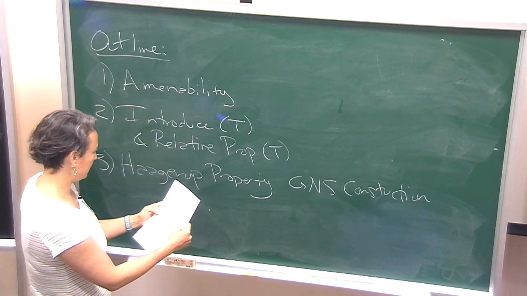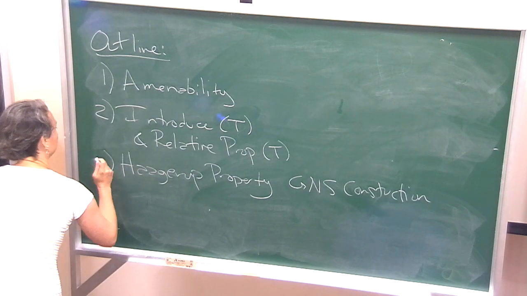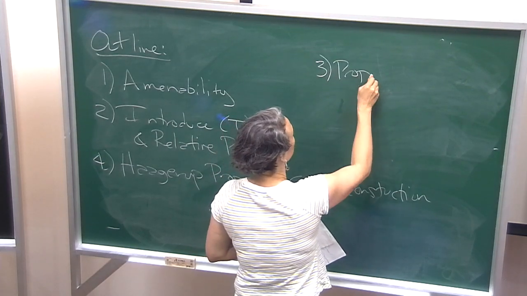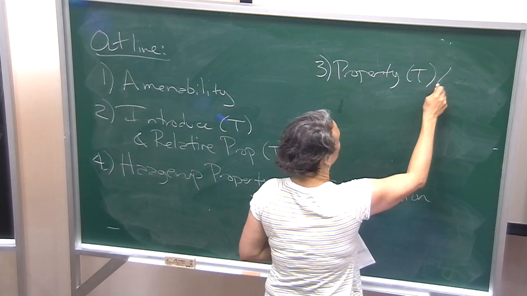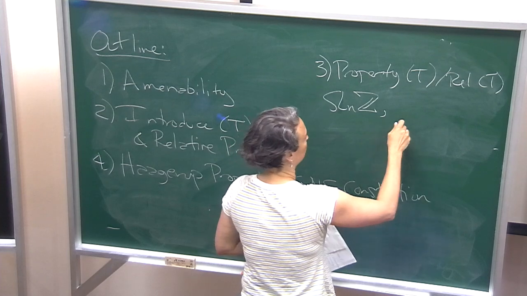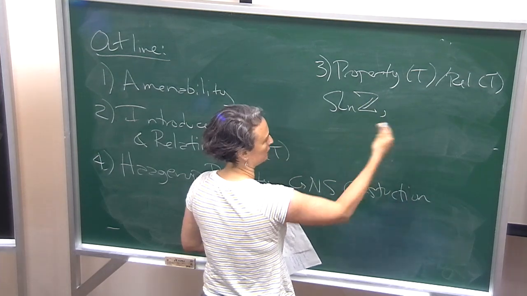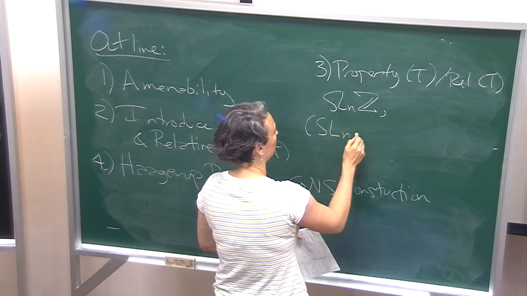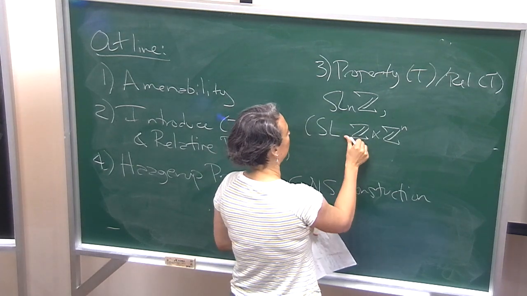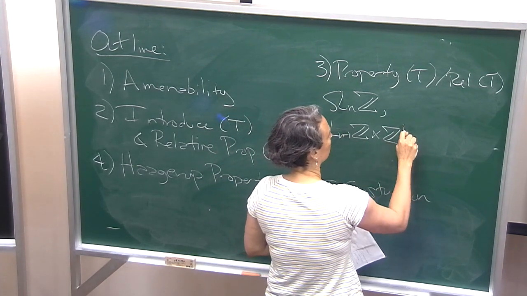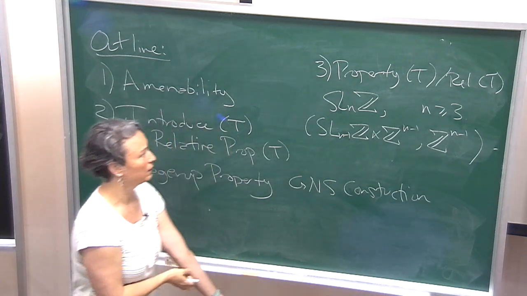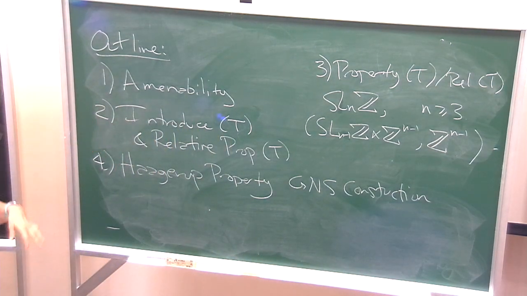And then, oops, I skipped 1, so this is 4. And 3 is going to be property T and relative property T for SL_n(Z). That's the property T, and then relative property T is for group pairs, so it will be SL_n(Z) semi-direct product Z^n. Maybe I'm going to write an n-1 here. And this is for n at least 3. So we're going to more or less give a proof of that.